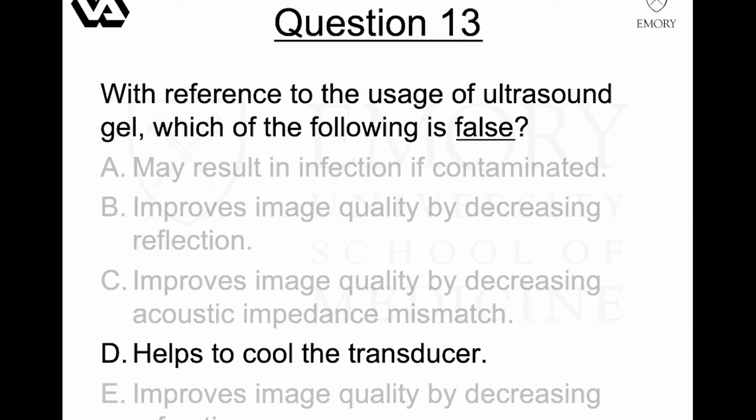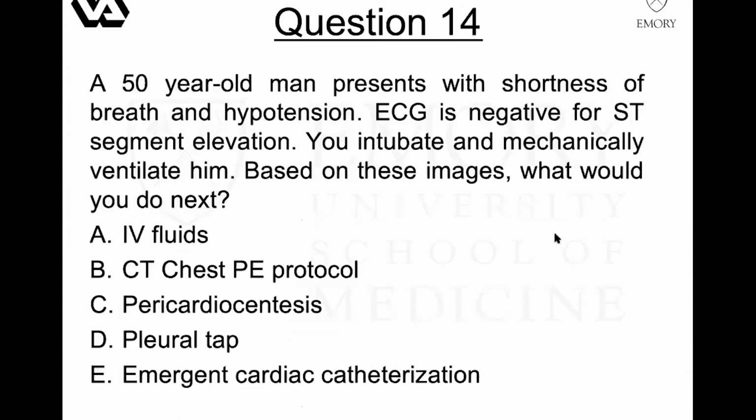So at the VA, at least, we've gone to using these throwaway packs of gel. Anyway, image quality is improved by decreasing reflection so that you don't get reflections at air boundaries. Acoustic impedance mismatch is definitely improved by the gel, and image quality actually is improved by decreasing refraction as well. So the answer is D. It definitely doesn't help to cool the transducer. Good job, Aditi.